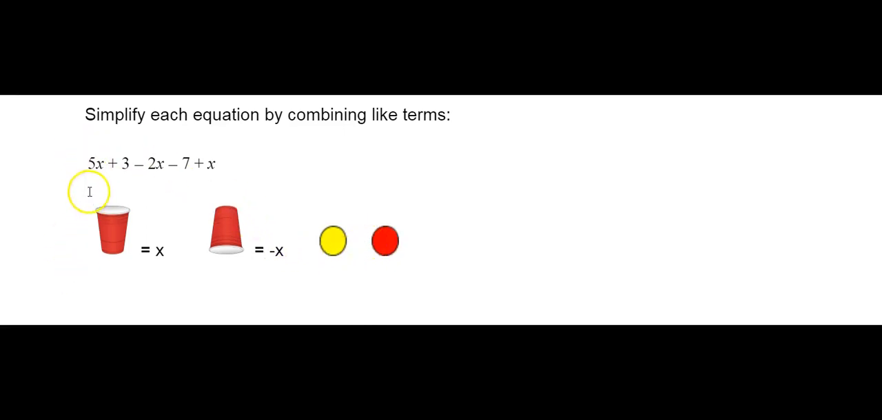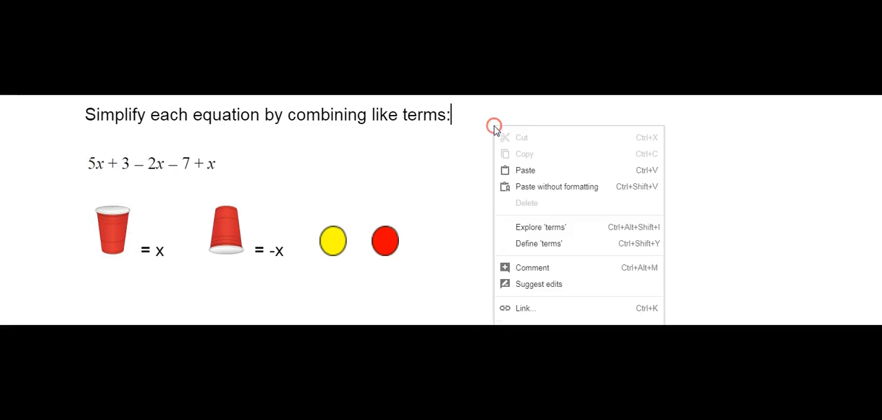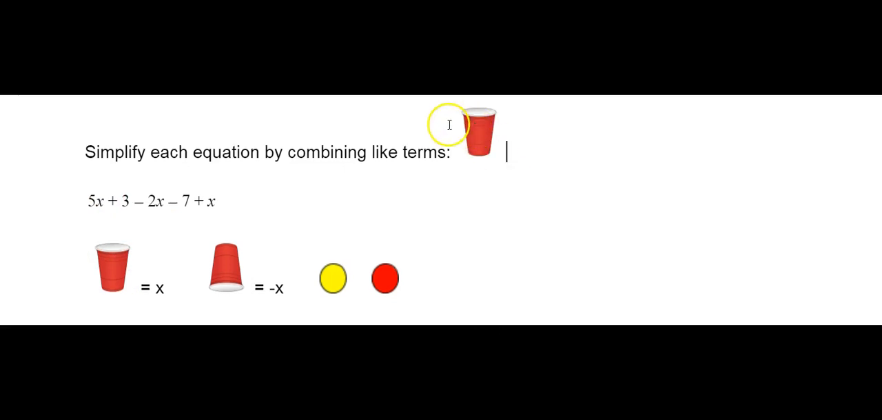So let's start off with the 5x. We're going to need a bunch of these red cups up. We need 1, 2, 3, 4, 5. So there's 5 red cups up.